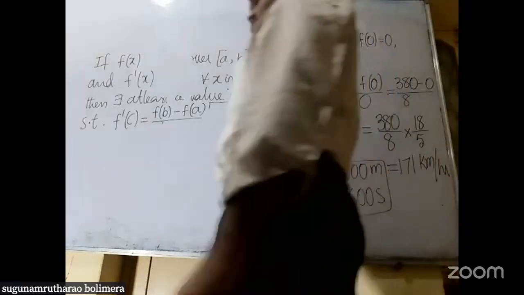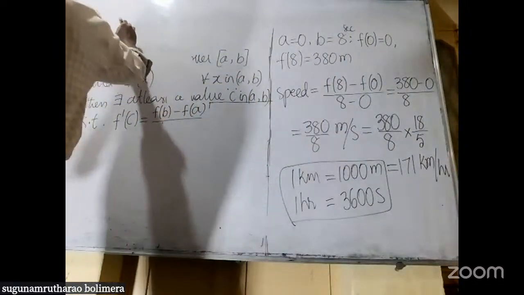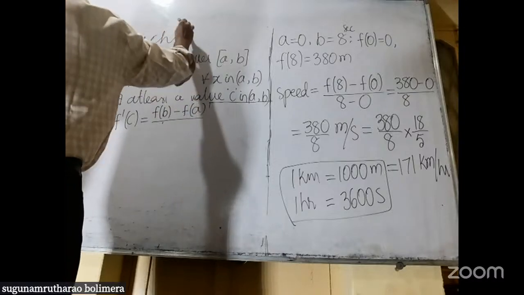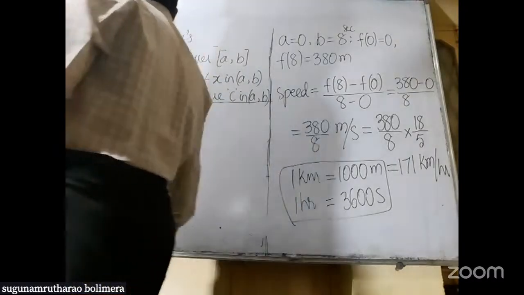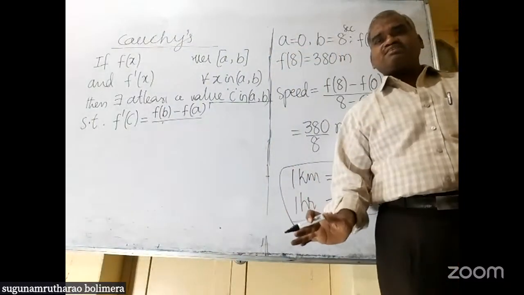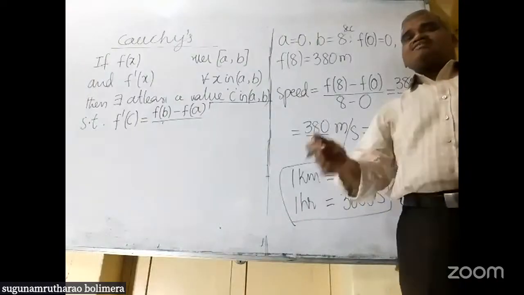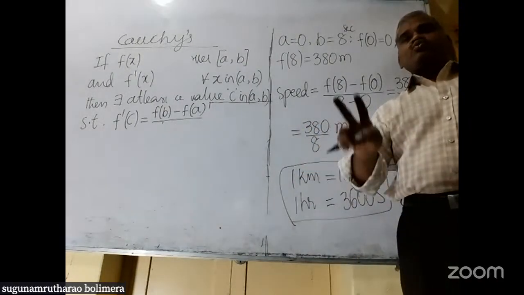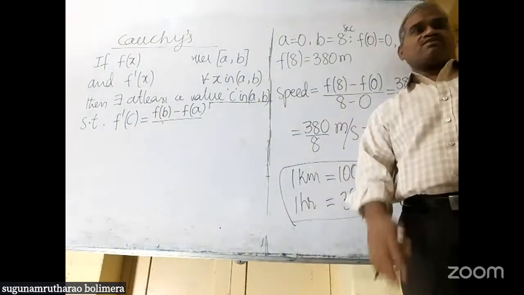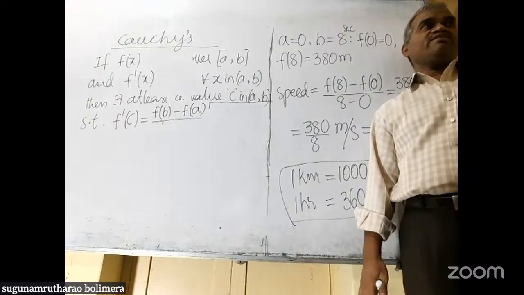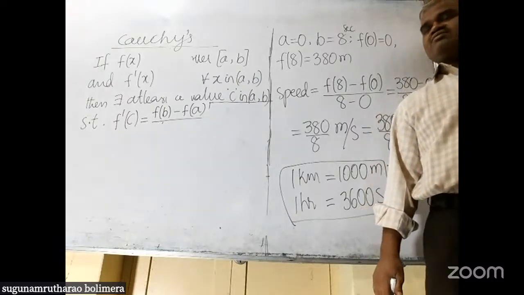Next write down Cauchy's mean value theorem. It is nothing but the generalization of Lagrange's mean value theorem for two different functions over the same interval. Two different functions over the same interval.